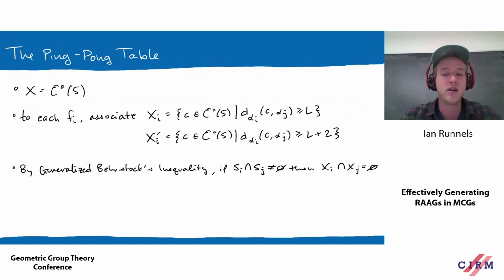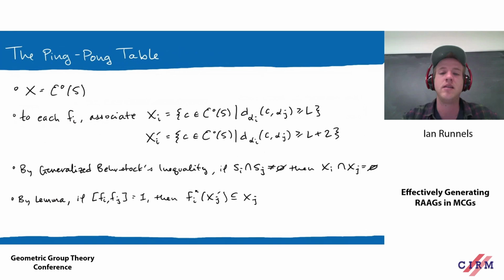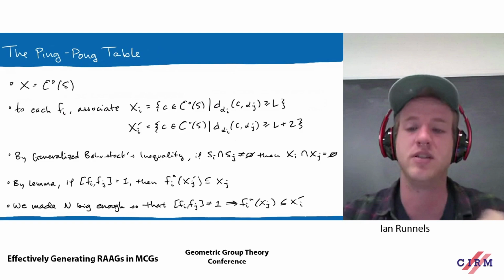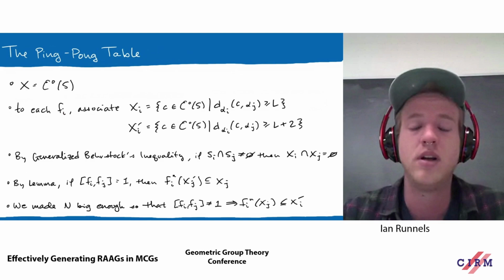Like I said, by this lemma, if I have commuting mapping classes, then I don't change the projection distances by much. So I coarsely preserve these Xj primes. And then I can make n big enough. We had these results saying that big enough powers of my pseudo-Anosov act by a translation on the quasi-axis. So I make n big enough, then this guarantees that if my mapping classes don't commute, then I change the projection distances enough to switch from one set to the other. And that's more or less the proof. That's how we play ping pong. All right, thank you.